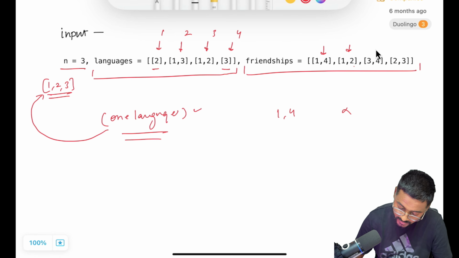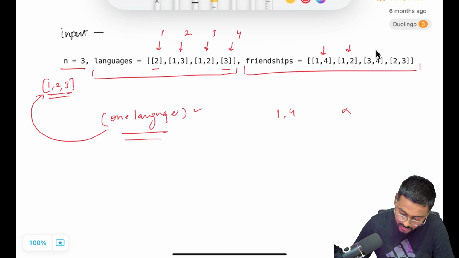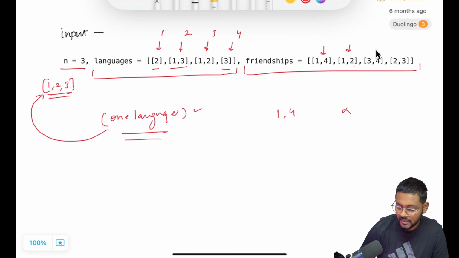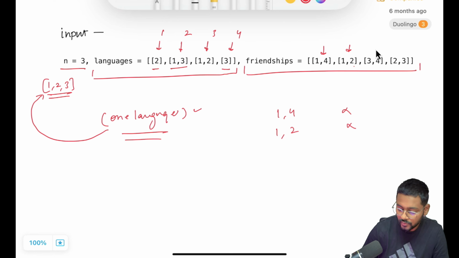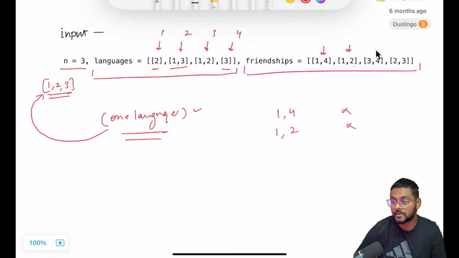Now let's come to 1 and 2. 1 has a set 2. 2 has a set of languages containing 1, 3. So they also do not have anything in common. It means 1 and 2 can also not communicate with each other. 1 and 2 cannot talk to each other because they do not have any language in common.